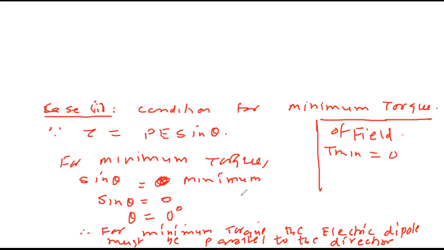Copy the second case. So this completes our torque expressions with maximum and minimum conditions and their values. Maximum torque is P E, minimum torque is 0. Maximum will be when the axis is perpendicular, minimum when the axis is parallel.